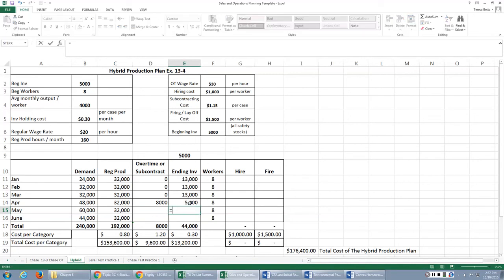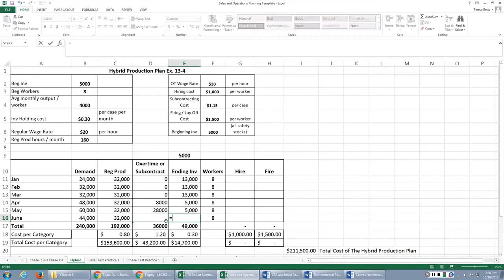I have my beginning inventory for May is my ending inventory for April. Okay, that's what I start May with. I'm going to add to that what I'm going to produce, and I'm going to subtract from that what we're going to sell, and I'm going to add to that any overtime or subcontracting that I do. Okay, and again, I need to keep at least 5,000 in safety stock, so I'm short 23,000 to just get back to 0. So it's 23,000 plus 5,000 says that I need to do 28,000 units on overtime or subcontracting.